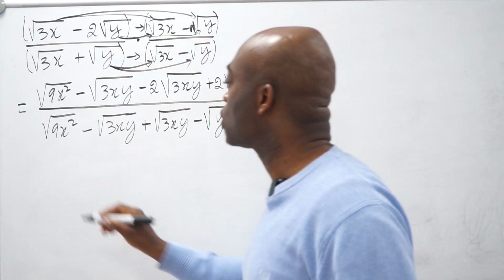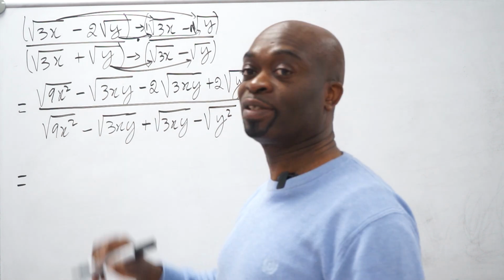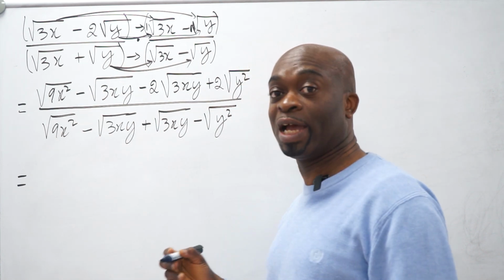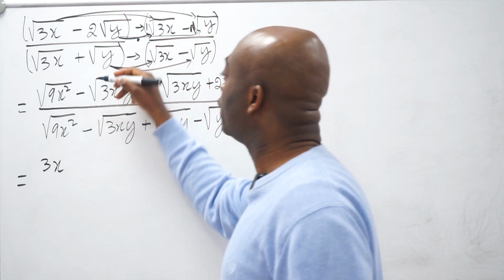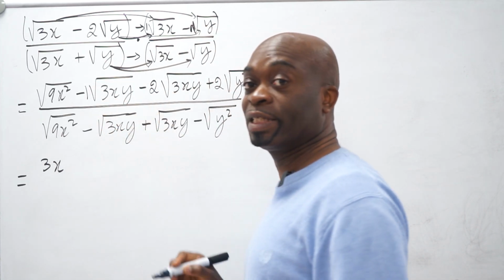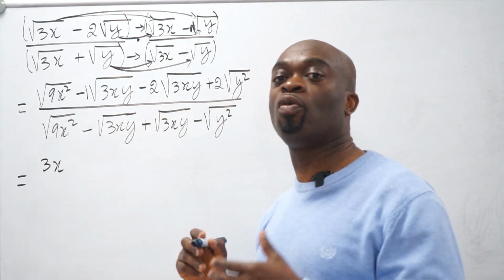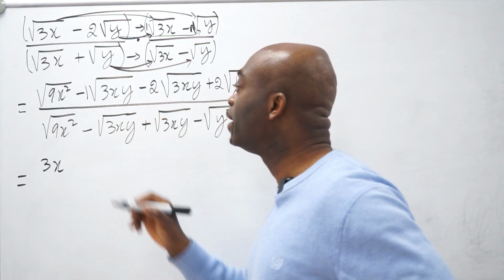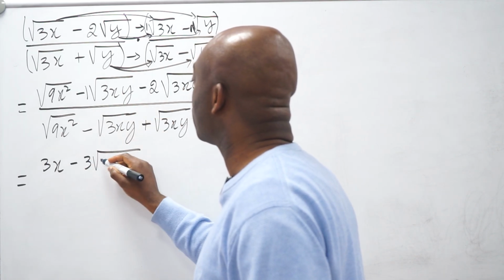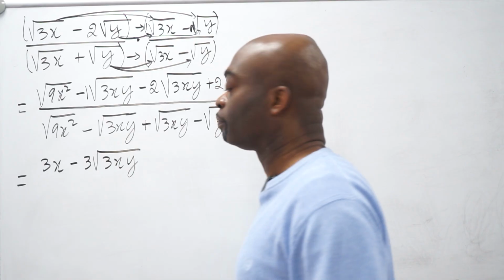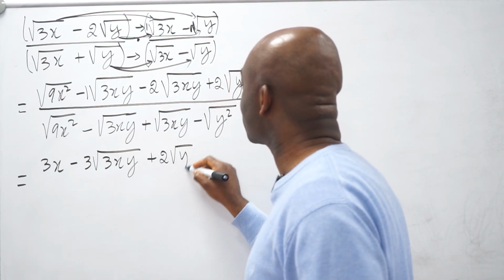All right? So we have this one equal to, so what is square root of 9x to the second power? That would give us what? 3x. Then negative 1, and then negative 2, because these have the same radical. So we can always add or subtract them. Okay? So negative 1 and negative 2 is going to give us what? Negative 3. Then square root of 3xy. We good? And then we have plus 2 square root of y to the second power.